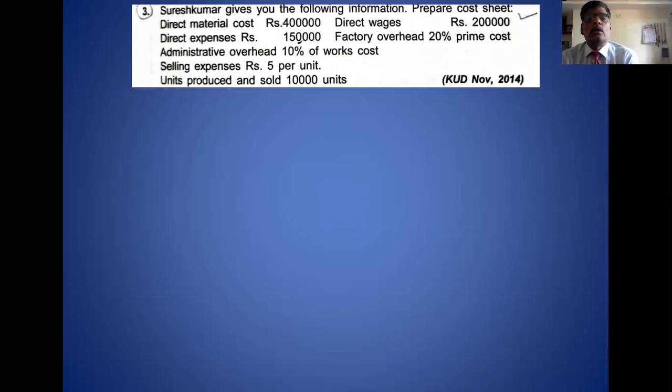Next, administration overhead is 10% on work cost. 10% of work cost represents the administration overhead. Selling expense is rupees 5 per unit, and units produced and sold is 10,000 units. You see the cost sheet.